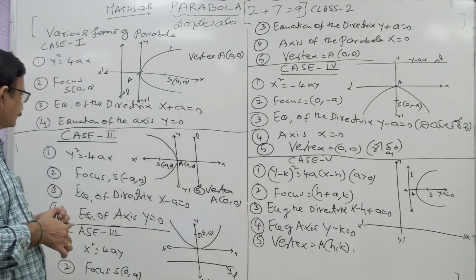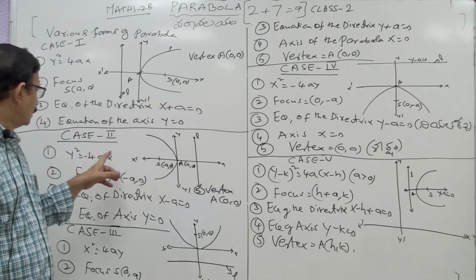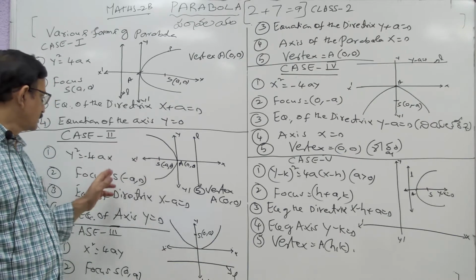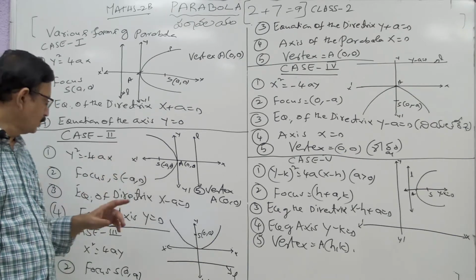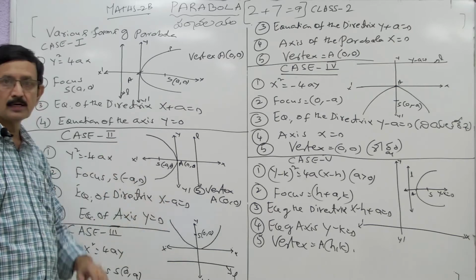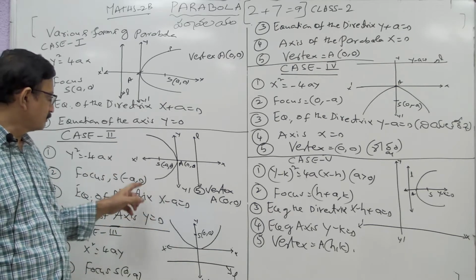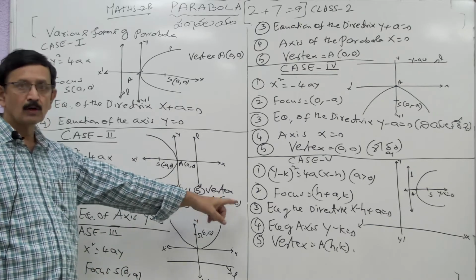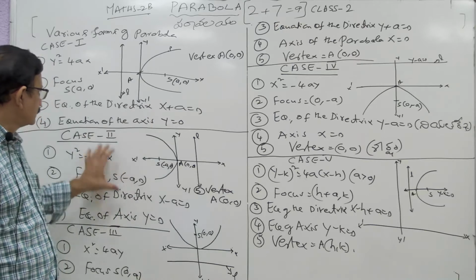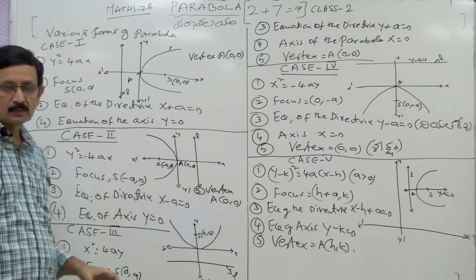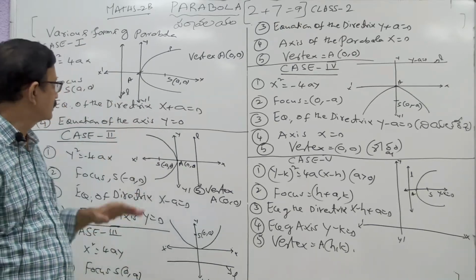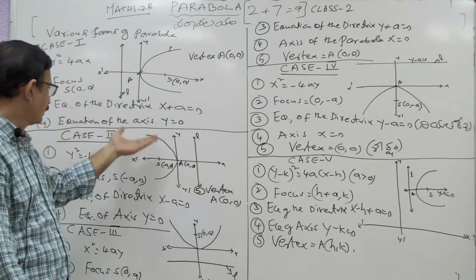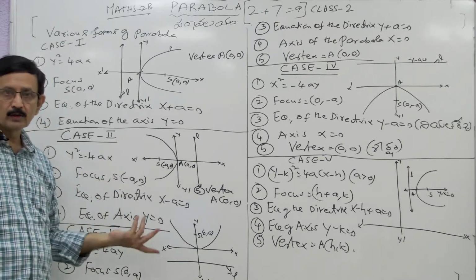Now in this case, what is the equation of the parabola? It is y square is equal to minus 4ax, and S, the focus, has coordinates minus a comma 0. The equation of the directrix is x minus a is equal to 0, the equation of the axis is y is equal to 0, and the coordinates of the vertex are 0 comma 0. So this comes under the second case. Just observe the difference between case 1 and case 2: on the positive side we get positive coordinates, and on the negative side we get negative coordinates.